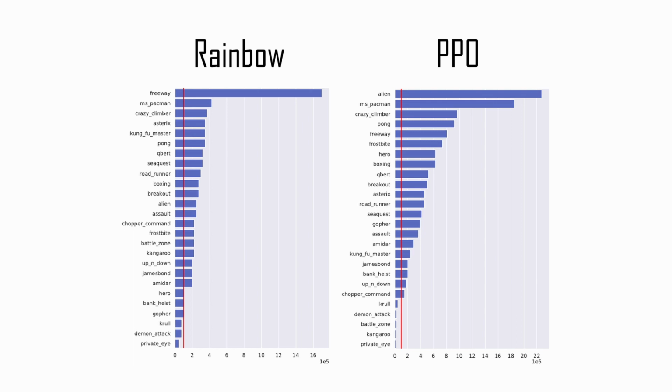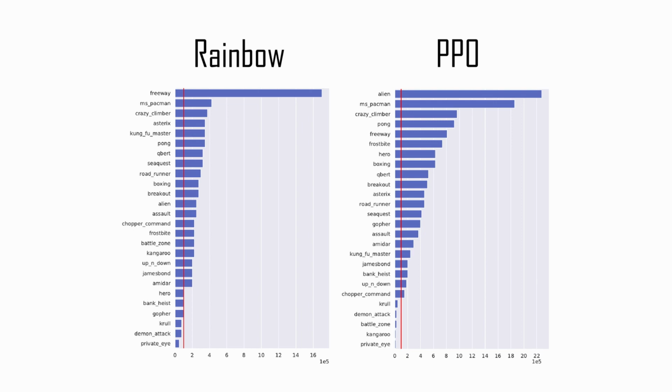The results of Rainbow are shown on the left, while PPO is on the right. Each bar shows the number of interactions that an algorithm, Rainbow or PPO, needs to match the score of SimPLe. The red line in this case is the SimPLe method. Almost on every game, model-free algorithms require much more experience to match the results obtained by training SimPLe on 100,000 iterations.